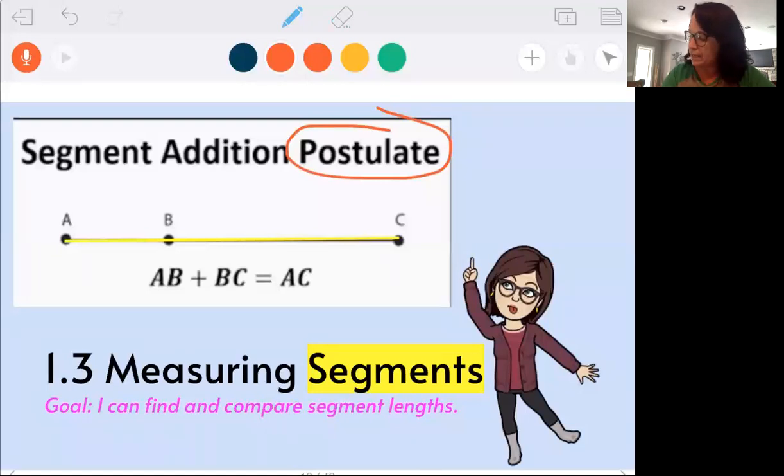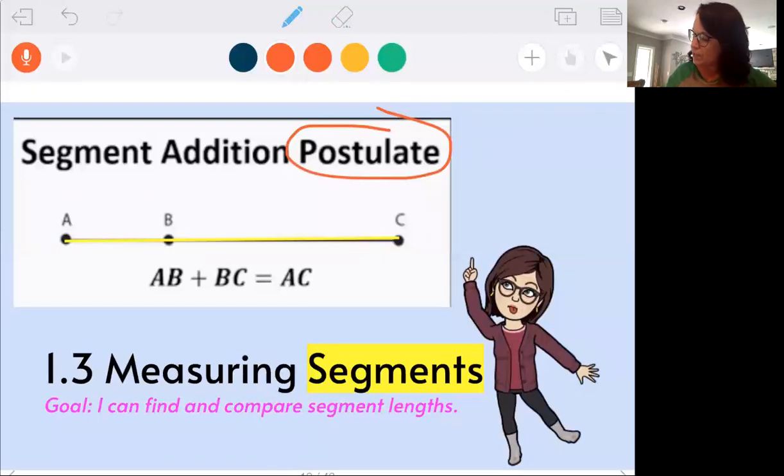So our goal today is to find and compare the lengths of segments. Remember, in the previous lessons, I said that lines are not measurable. They go forever in both directions. A ray is not measurable. It goes forever in one direction. But a line segment is measurable. It stops. And so we can actually talk about their lengths.